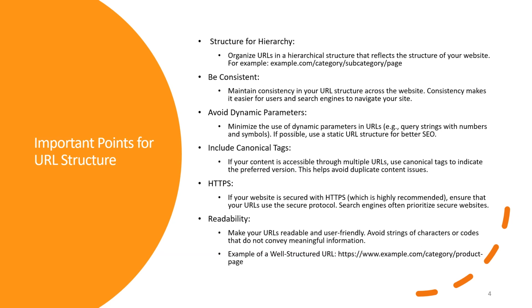Include canonical tags. If your content is accessible through multiple URLs, use canonical tags to indicate the preferred version of that actual URL. This helps avoid duplicate content issues.